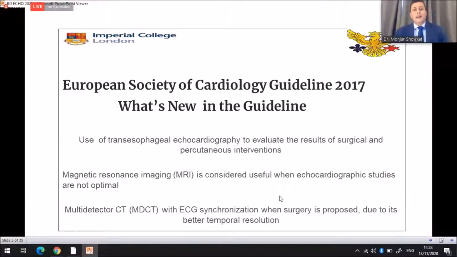Let's refresh the European Society of Cardiology guideline published back in 2017. What is new in this guideline? They suggest the use of transesophageal echocardiography to evaluate the results of surgical and percutaneous interventions, because percutaneous interventions are gradually becoming more and more common in practice. They also suggest that CMR is considered useful when echocardiographic studies are not optimal, especially for volumes, and MDCT with ECG synchronization when surgery is proposed.